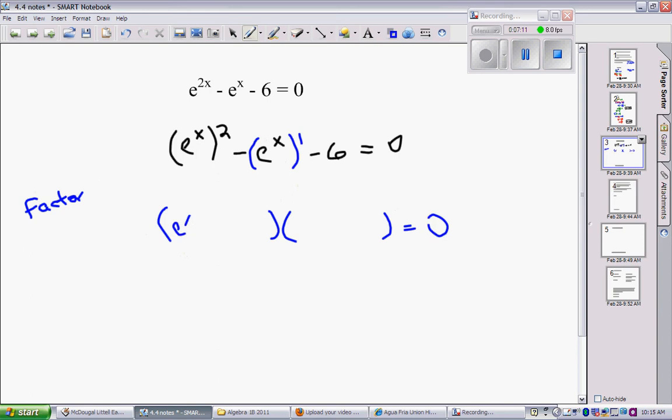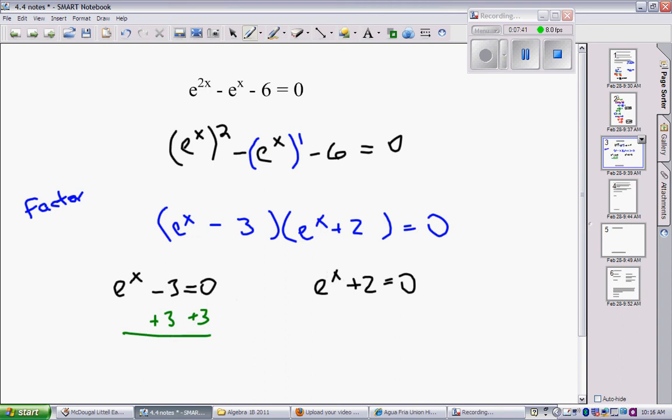So it's going to be an e to the x instead of an x. And what are the multiples of 6 that add to -1? It is -3 and +2. Now we're going to split them up and set them both equal to 0. E to the x minus 3 equals 0. E to the x plus 2 equals 0. So, add the 3. E to the x equals 3.